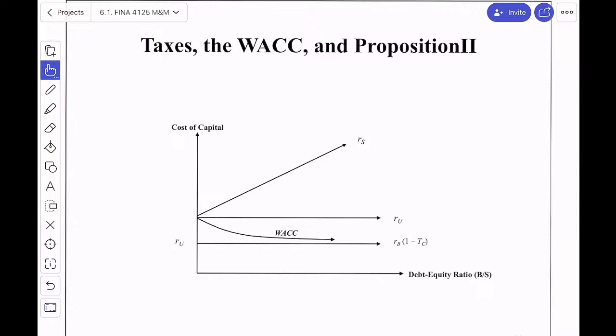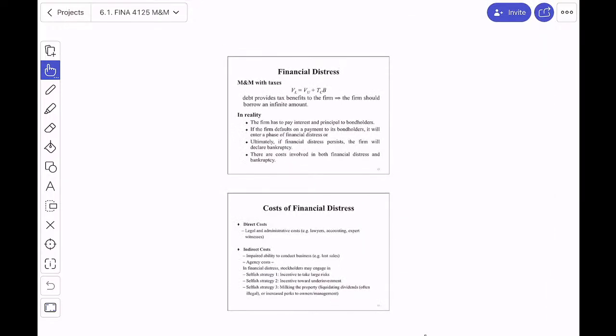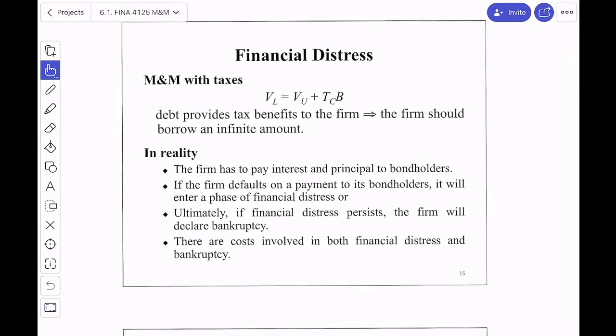So the reality is the more debt a firm takes, the more they will be perceived as less likely to be able to pay it, right? So at some point, debt cannot be unlimited. Borrowing cannot be unlimited. At some point, there will be risk of default. So we're going to remove that assumption and allow for risk of default and the possibility of financial distress.